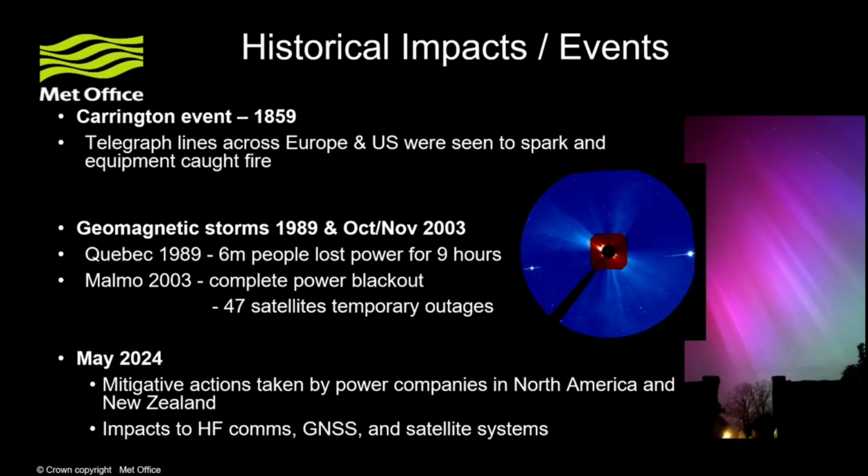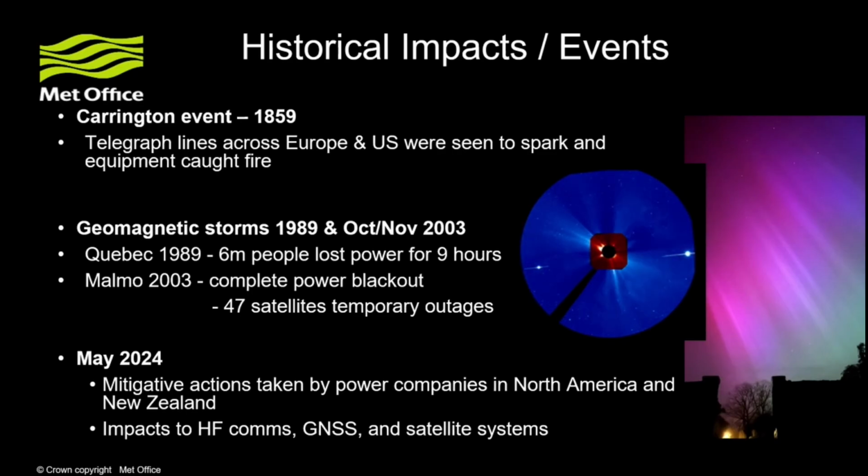So to put some things in context, when it comes to historical events and impacts, if we go back to 1859, there was the largest space weather event recorded by humans, known as the Carrington event, named after the astronomer Richard Carrington. He was monitoring the sun and sunspots back in 1859, saw an enormous solar flare occurring on the sun, and then linked it to effects which were being felt on Earth. Back then, the technology at the time was heavily impacted.